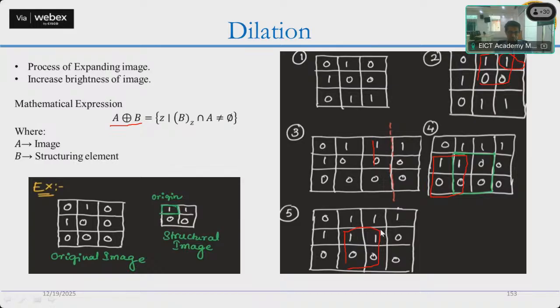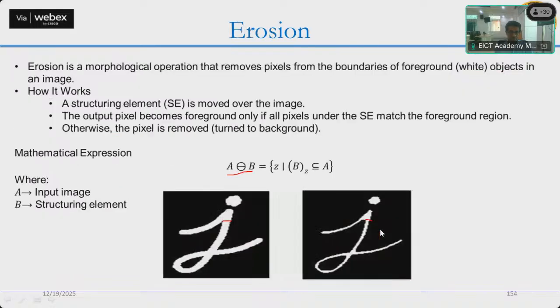So this is the case of dilation. What about erosion? In erosion, see what we are saying. Erosion is basically something that is reduced. It is opposite to dilation. What we are saying here is that it removes pixels from the boundaries of the foreground. What is happening? This distance is there, and it has been further reduced.